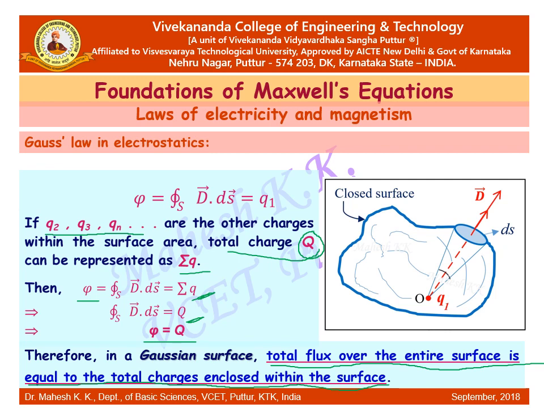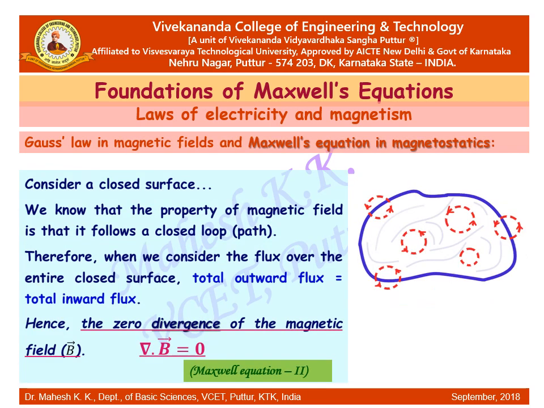Total flux over the entire surface is equal to the total charges enclosed within the surface. That's all. And that is nothing but the Gauss law in electrostatics. Let us move to the second law, which is again by Gauss, known as Gauss law in magnetic fields. It is nothing but Maxwell's equation in magnetostatics, which in fact gives another Maxwell's equation, that is Maxwell's second equation.